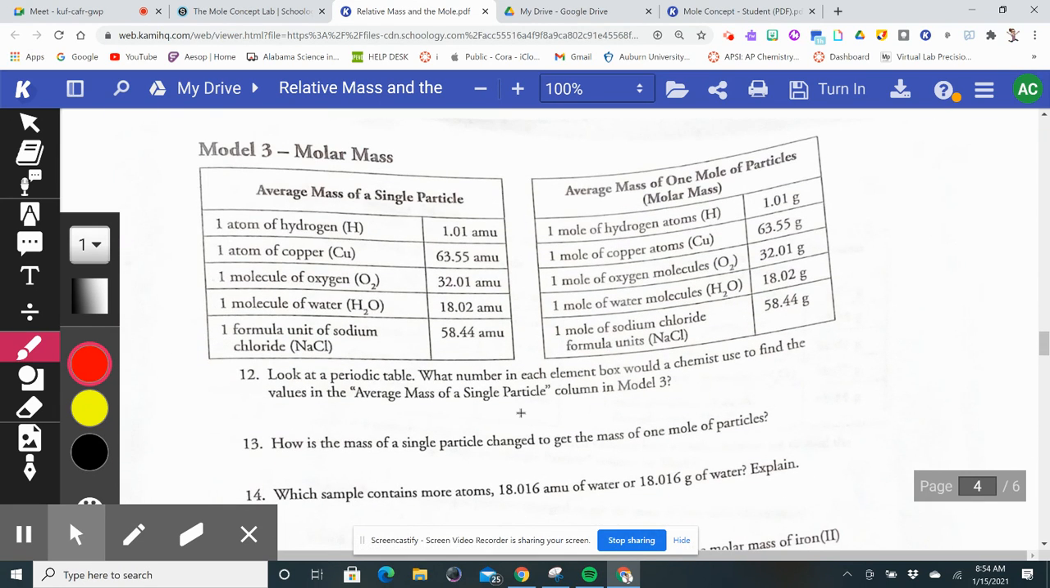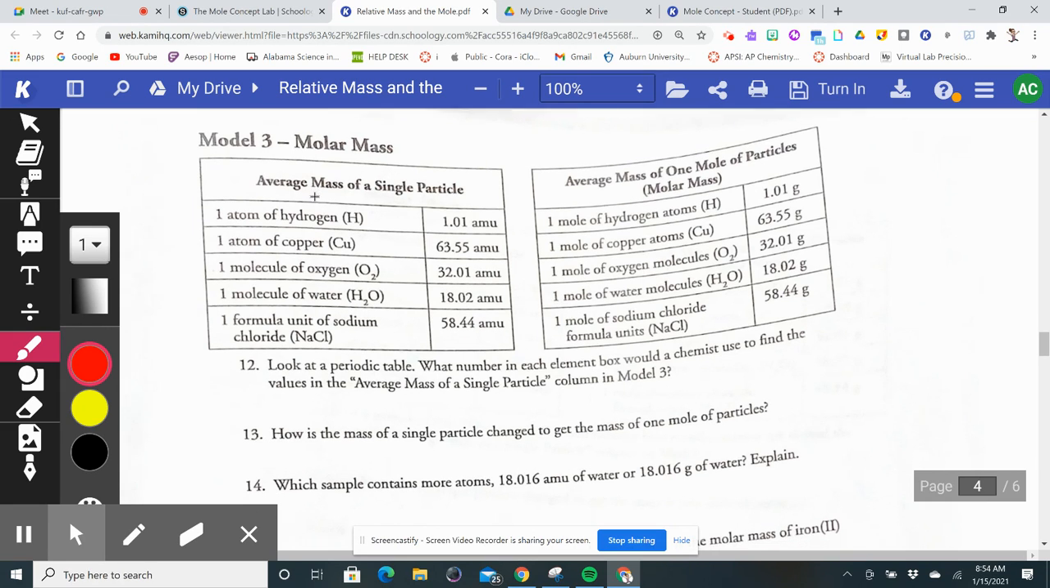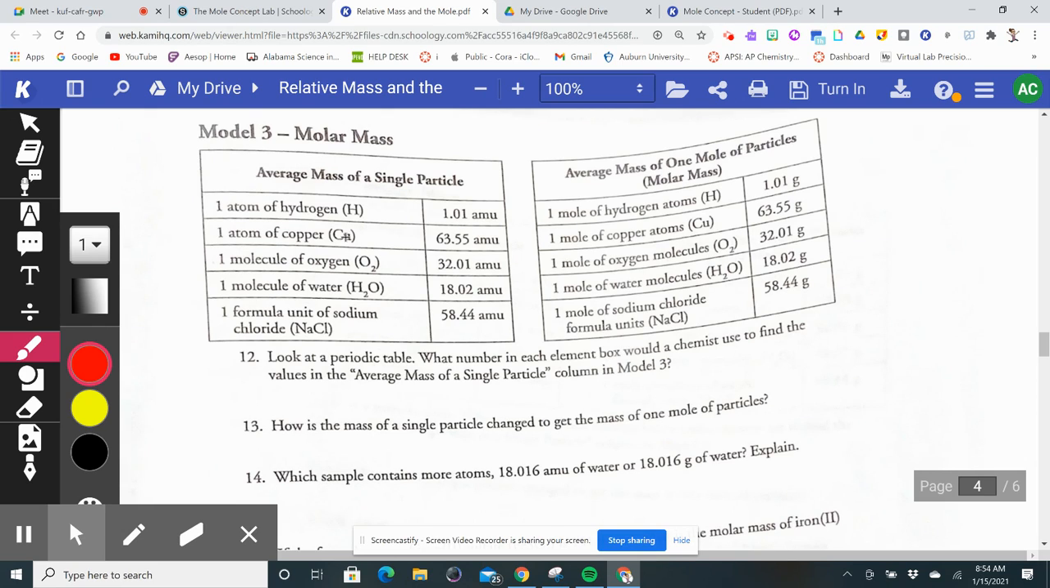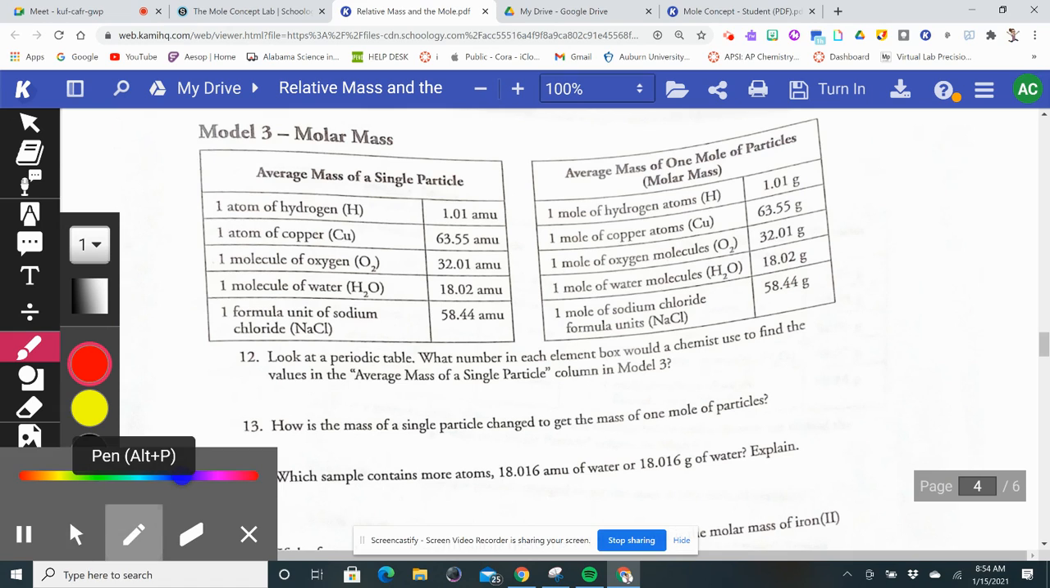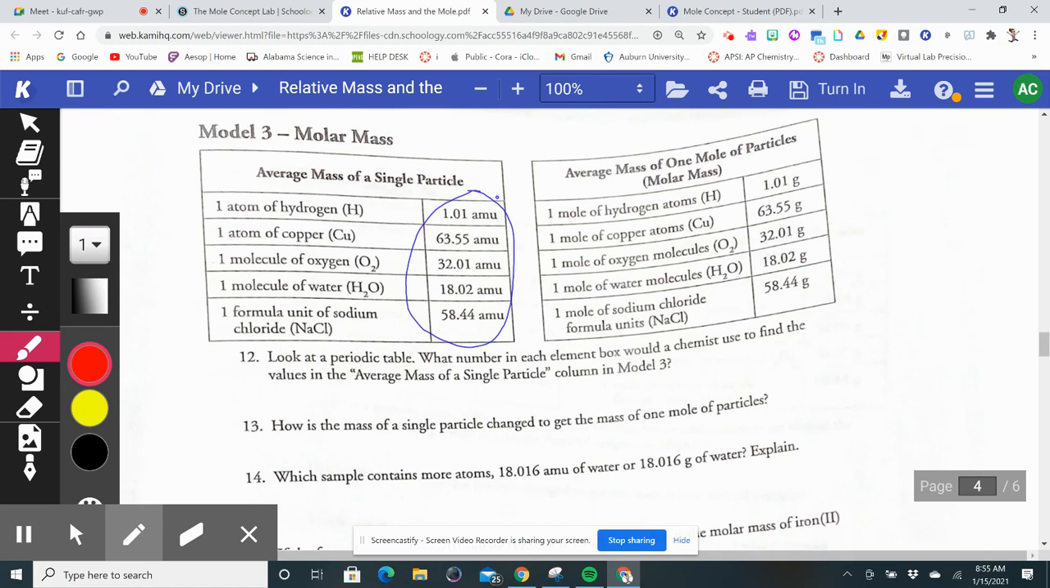So in Model 3, we have two tables. We have the average mass of a single particle. We have the average mass of 1 mole of particles. So look at the table. What number in each element box would a chemist use to find the values in the average mass of a single particle column? So where do we look to find those numbers?